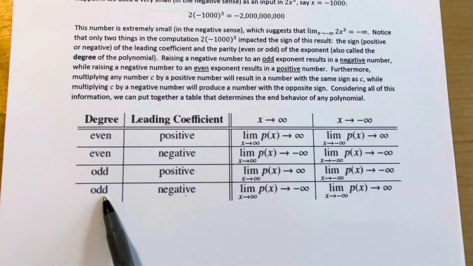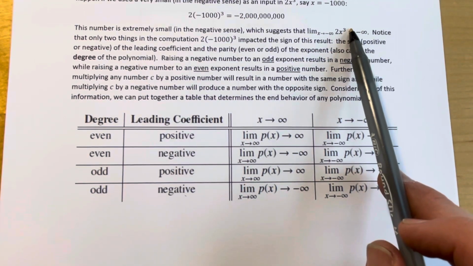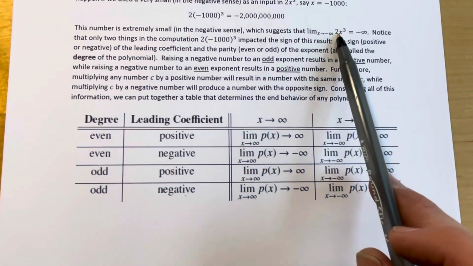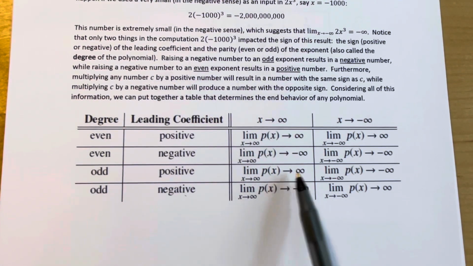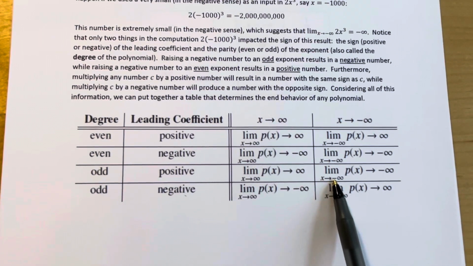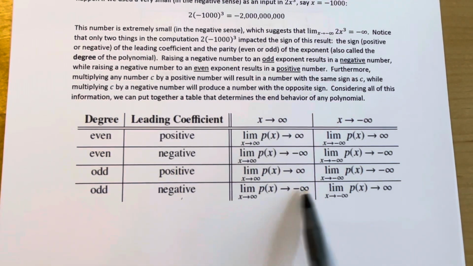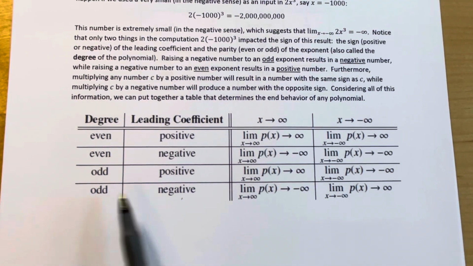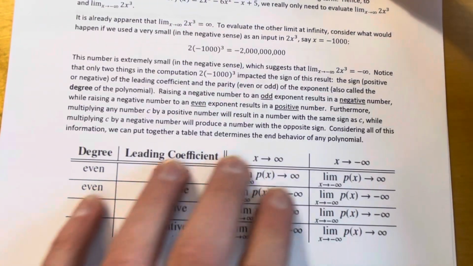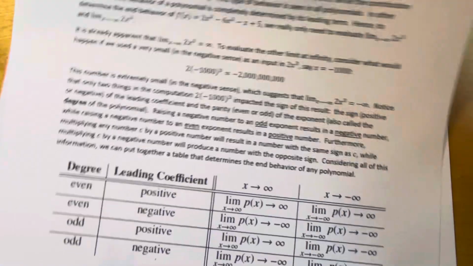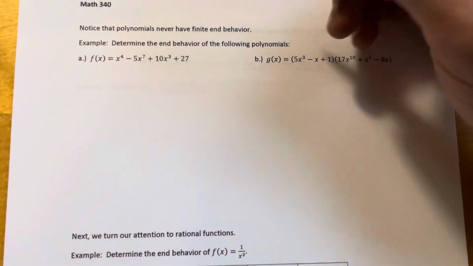If you have odd degree polynomials with a positive leading coefficient, this is the case that we had up here. Odd degree, so 3 was my degree, positive leading coefficient 2. In the case where x is approaching infinity, your polynomial will also approach infinity. And when x is approaching negative infinity, your polynomial approaches negative infinity. And then you get the flip side of that if your leading coefficient is negative and your degree is odd. So what I would like to do is apply this. When you have this table, this might initially seem like a lot of memorizing, but you just want to think through it logically. You don't really need the table in front of you to solve problems like this.